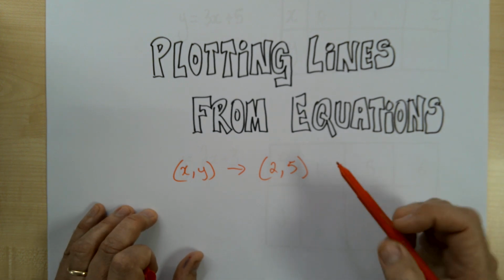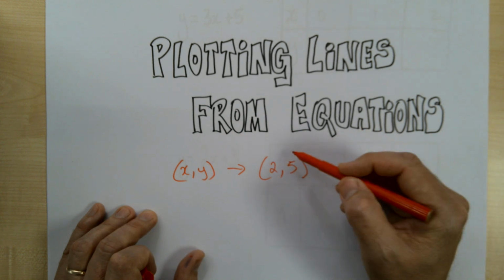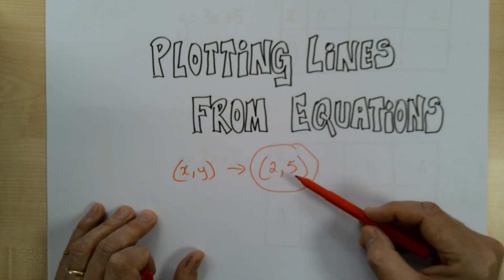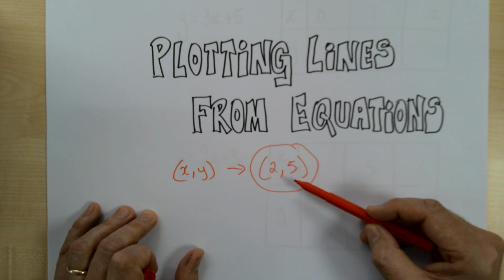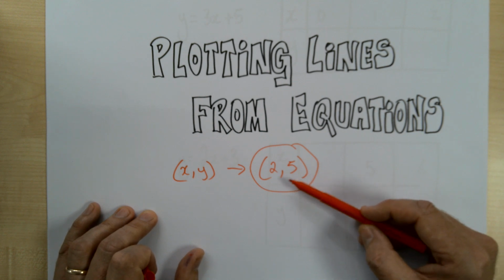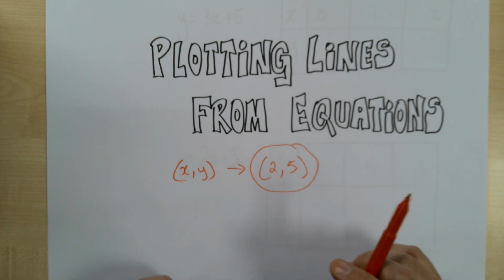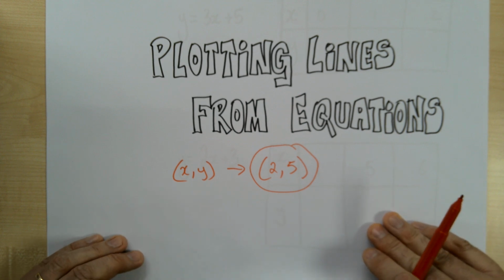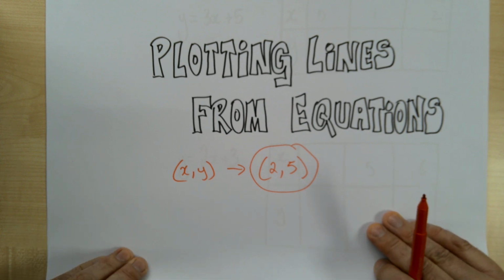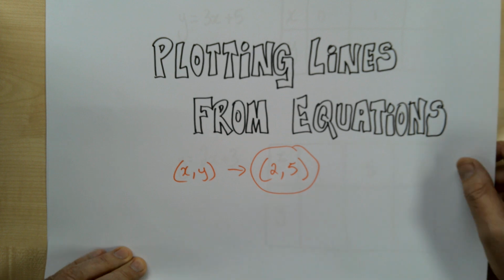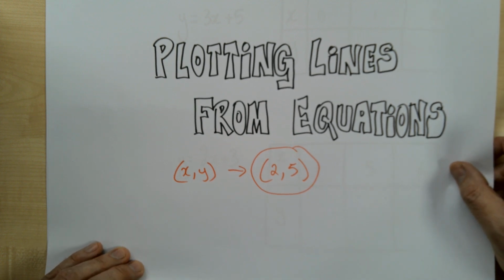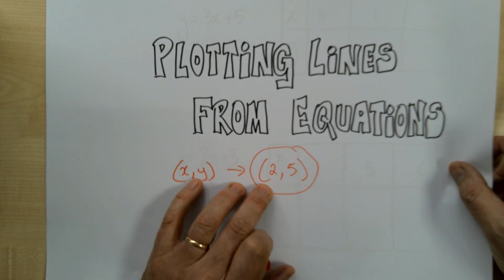So here's what we're going to do. We're going to use an equation to generate a bunch of coordinates. And as we'll see, those coordinates line up perfectly to be a straight line. In fact, it's so perfect that if you don't get a straight line, then you've messed up somewhere. It's not the maths, it's you. So that's basically what we're going to do.